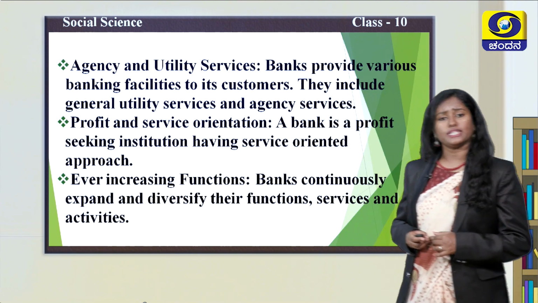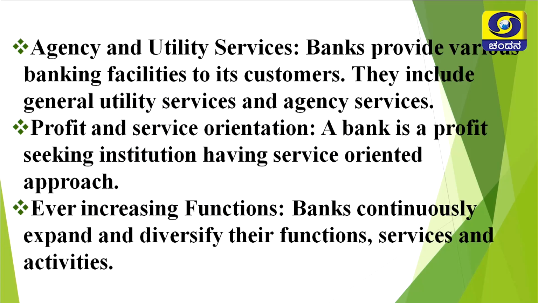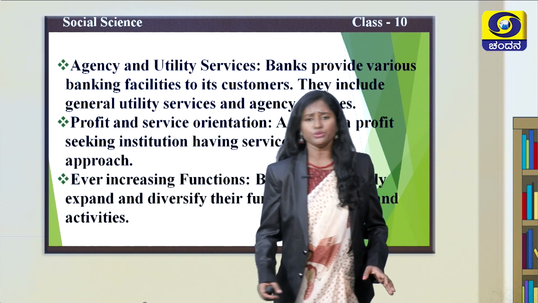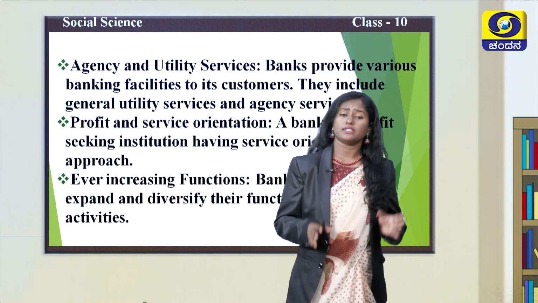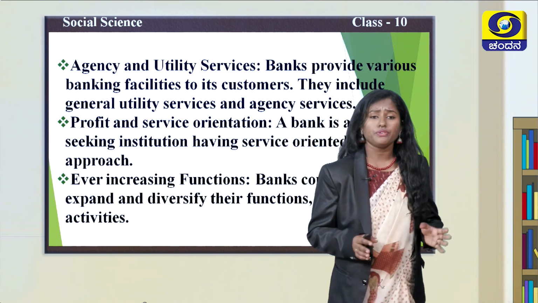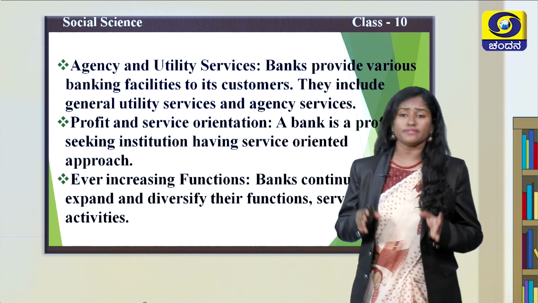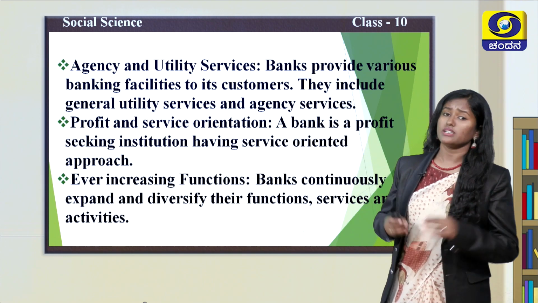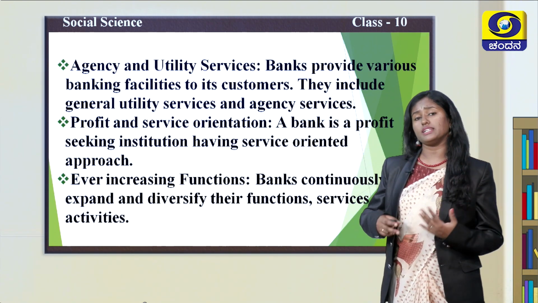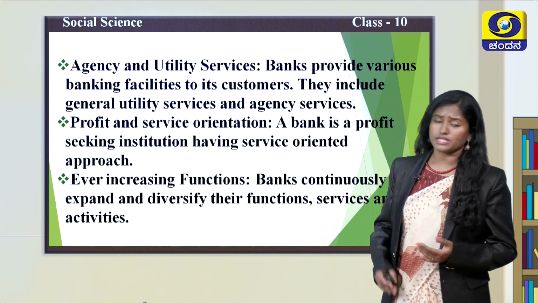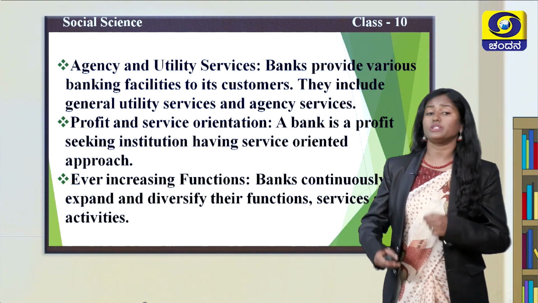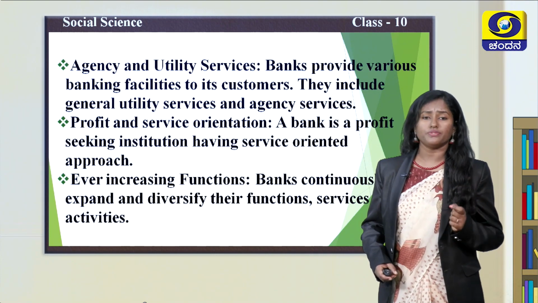Next comes the point, that is profit and service orientation. A bank is a profit-seeking institution having a service-oriented approach. These days, we can assume that no business runs without a profit. Yes, dear students, keep in mind, even a bank has both profit and service orientation. Just now we saw the different kinds of services, agency services or utility services, which are provided by the bank, but it also runs for the sake of profit.